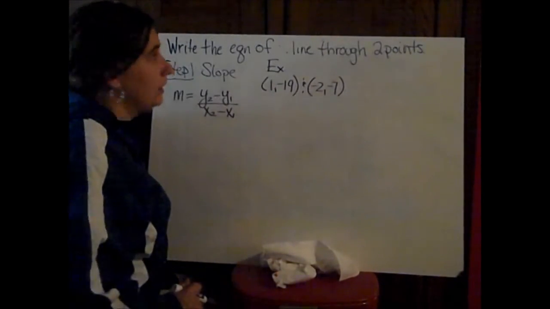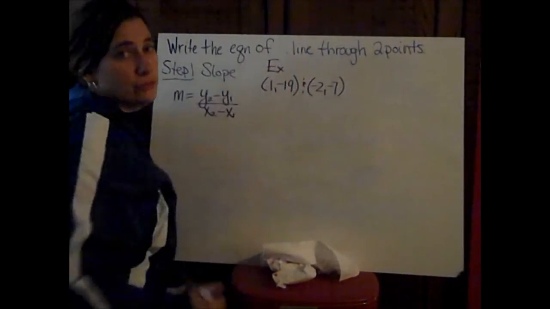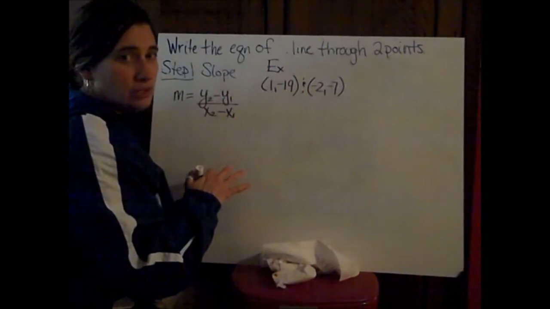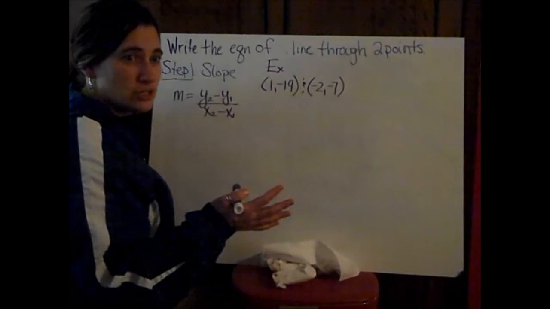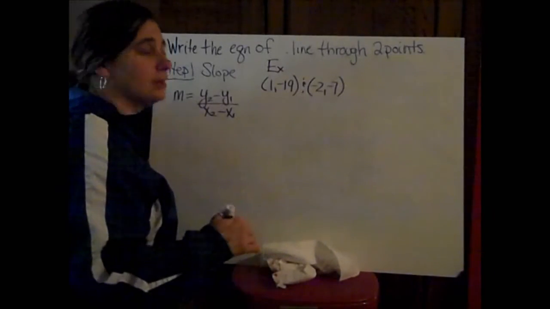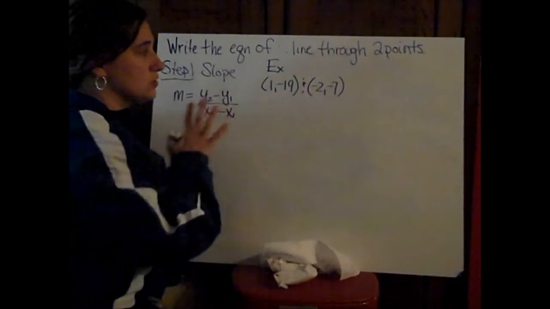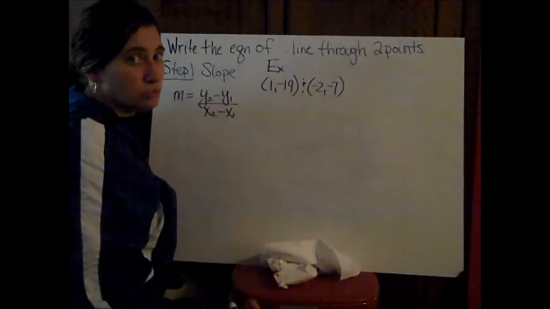Today we're going to figure out how to write the equation of a line through 2 points. This process is something that you're going to use whether you're trying to write the equation of a line that's parallel to something through a point or perpendicular to something through a point. So this process is a real important process.